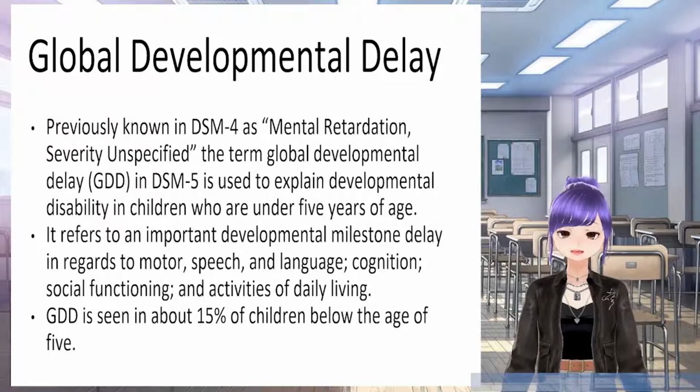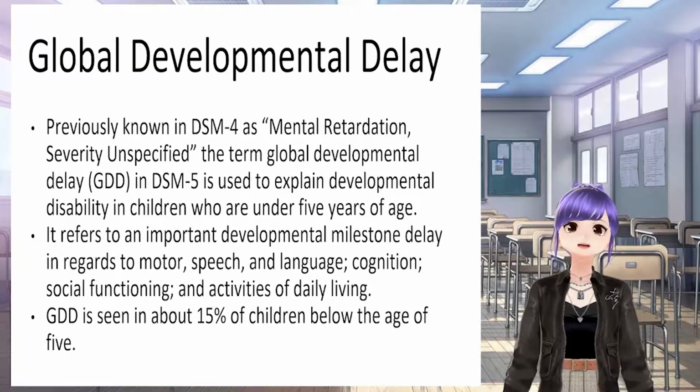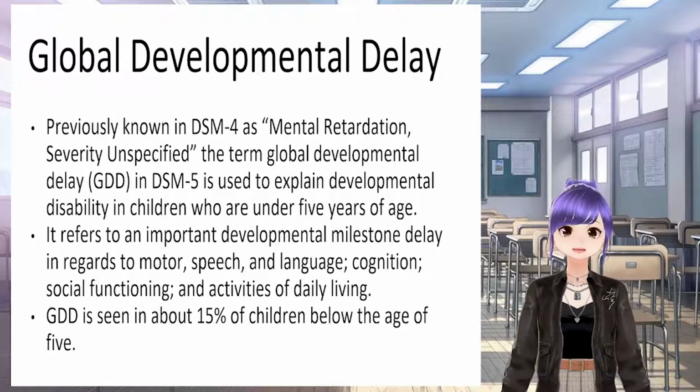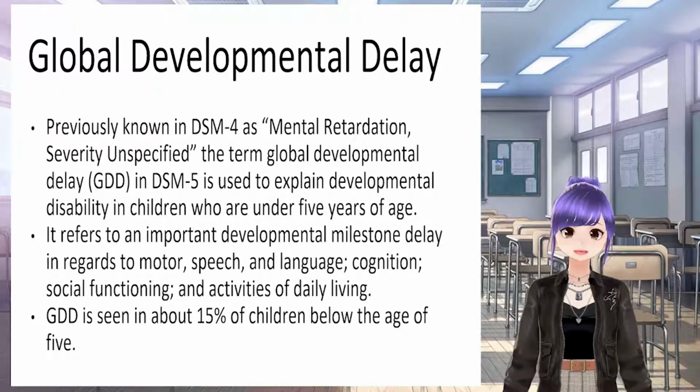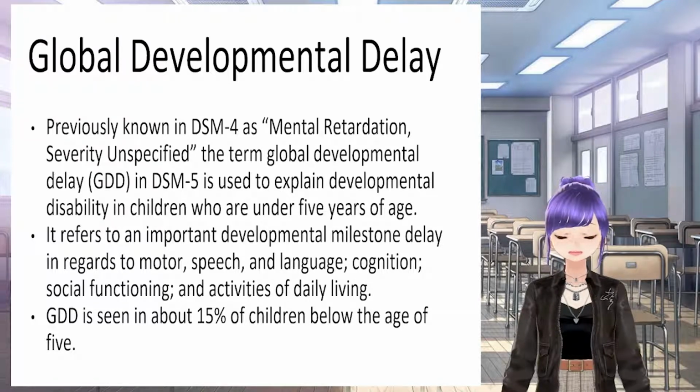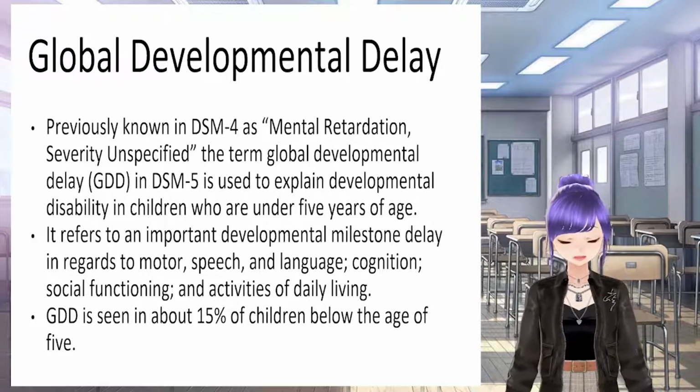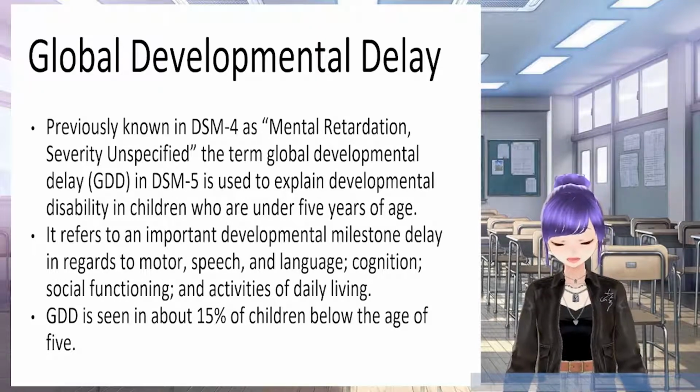So, GDD is seen in about 15% of children below the age of 5. GDD is seen as a temporary diagnosis for children who are unable to undergo standardized IQ evaluation, because some IQ tests do not include children below the age of 5, or they have a separate scale for children below the age of 5 and children in the preschool age. Some children are diagnosed under a year of age, while others become evident when the parents compare their children to others of the same age.